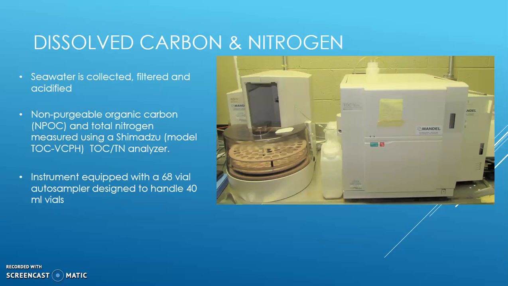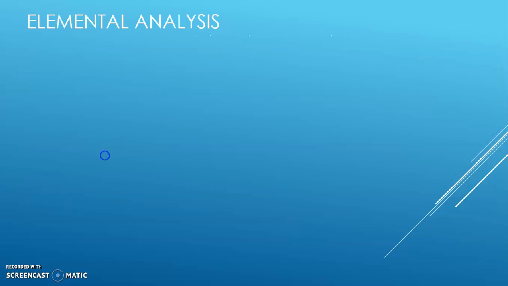There is a 68 vial autosampler that is designed to handle 40 ml vials. The machine has an approximate 10-minute sampling time, and we are able to run an entire rack of vials in an overnight run.